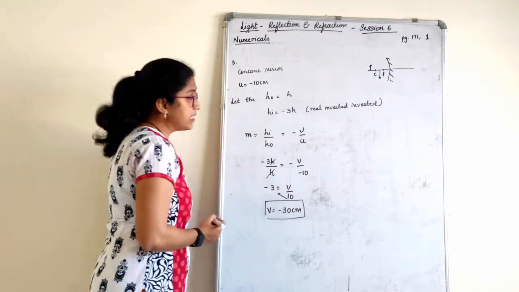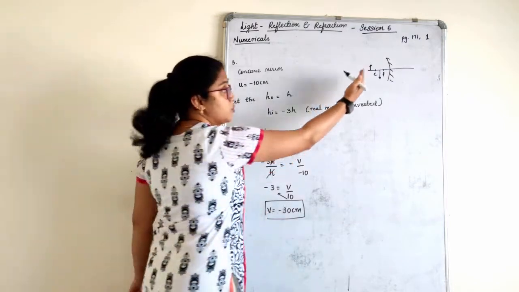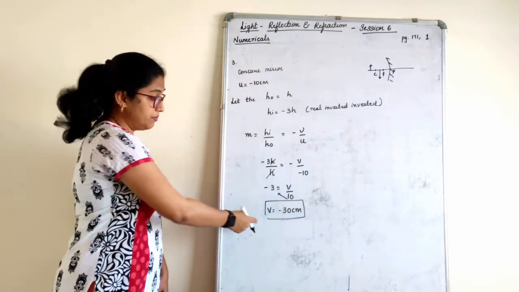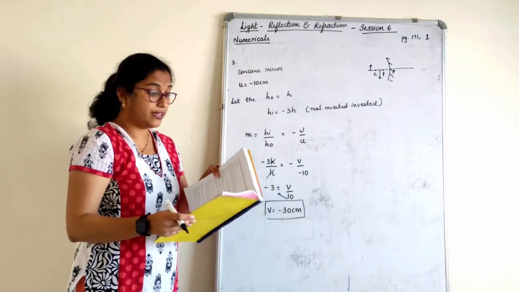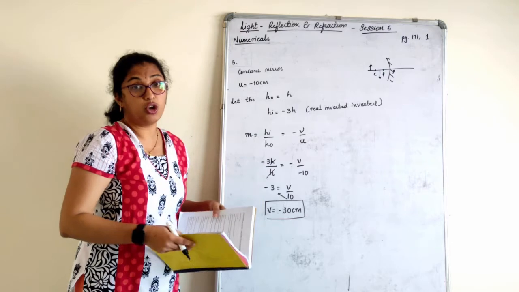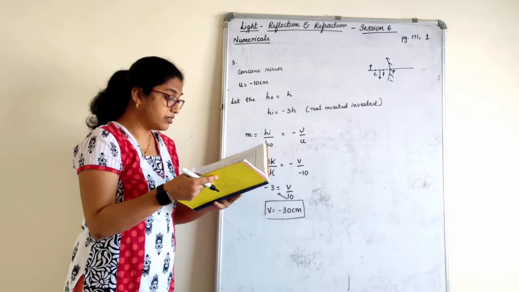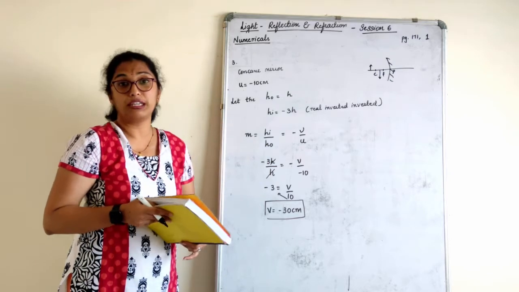Should we get a minus answer? Yes. Why? Because V is on the left hand side of the pole. What have they asked us to find? Where is the image located? The image is located 30 centimeter in front of the concave mirror.